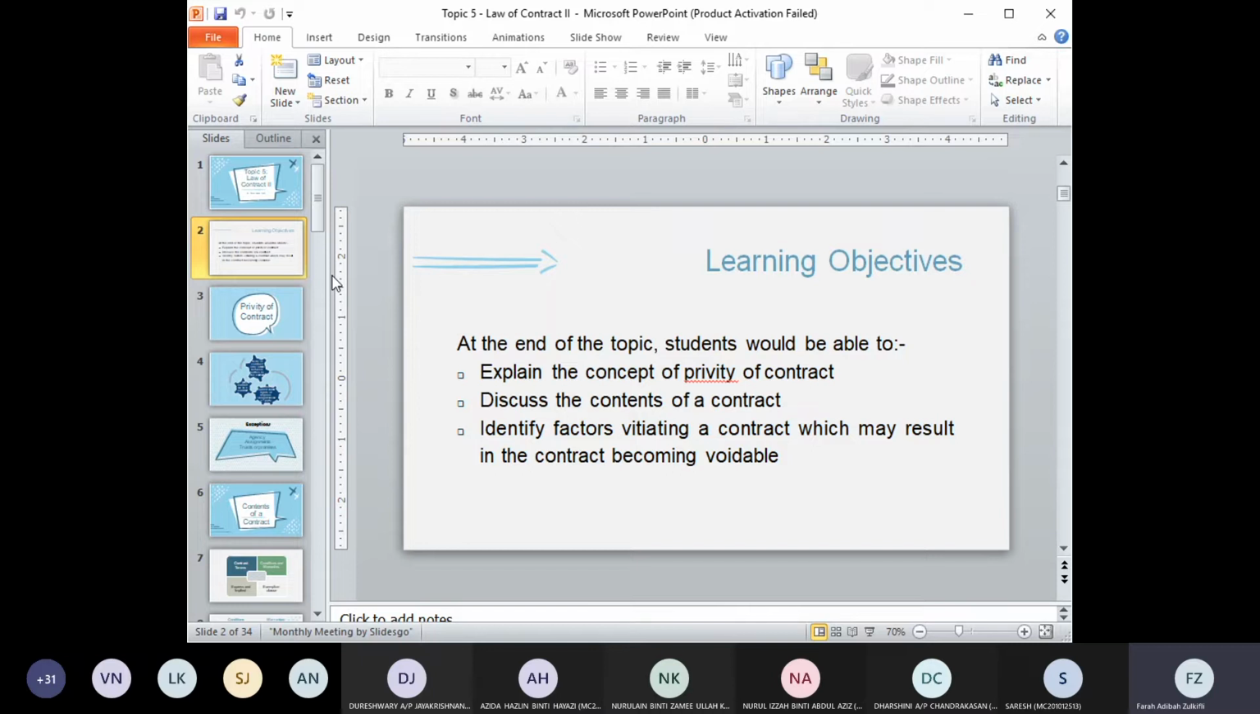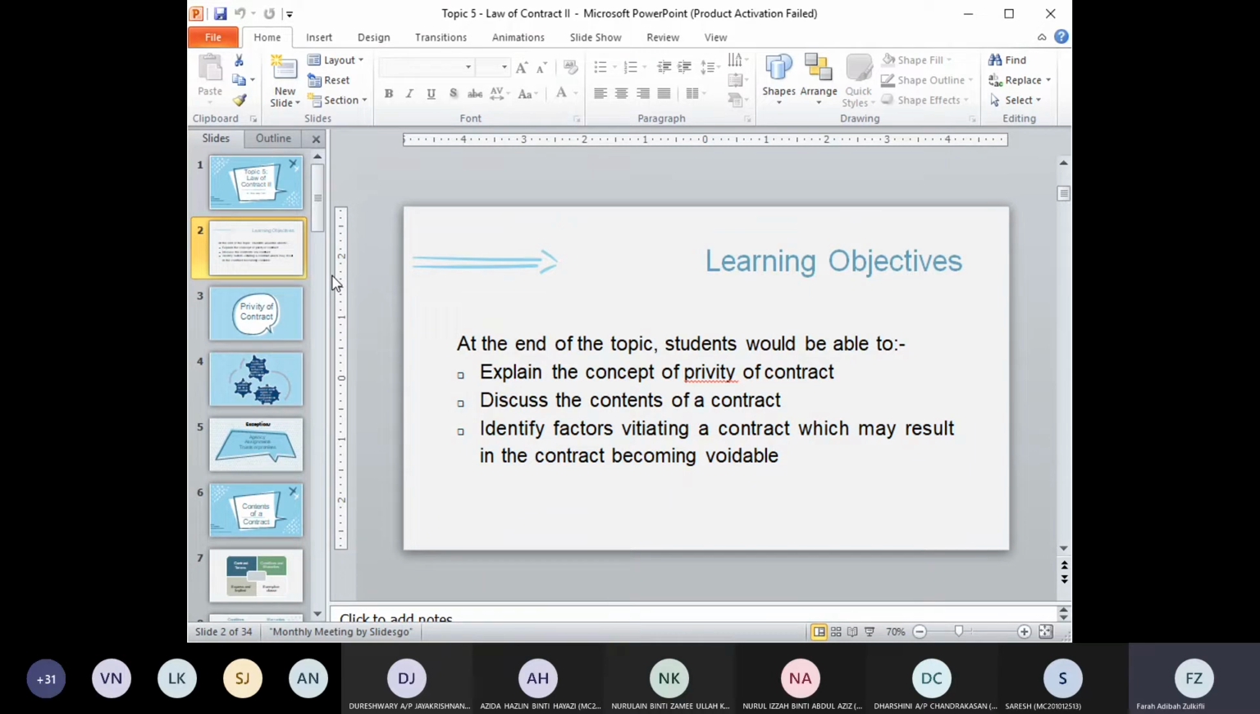This is a simple concept, which means that only parties to a contract can sue or be sued under the contract. So it's just a concept of saying if you want to have any rights under the contract, you have to be a party to the contract. So that is the concept of privity of contract.